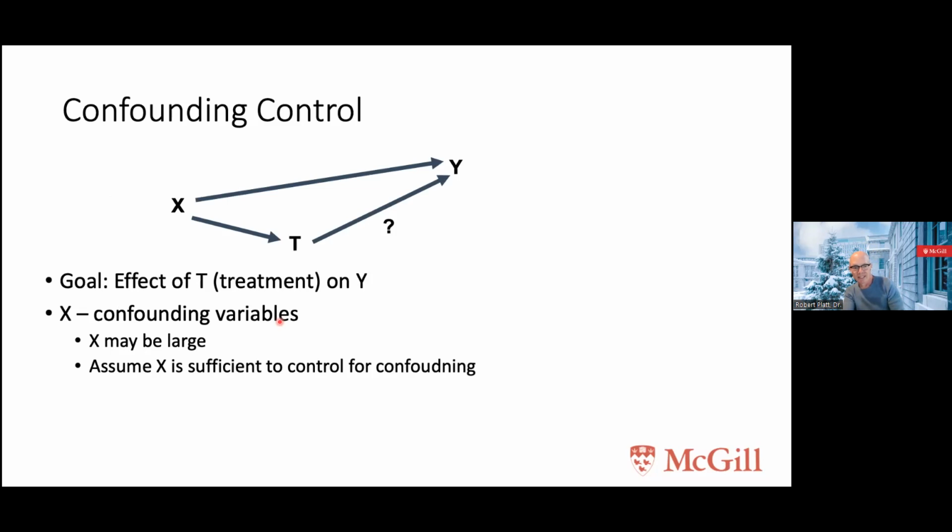So this is a directed acyclic graph, or DAG, with treatment T, outcome Y, and covariates or confounding variables X. In the examples I'm going to be thinking of, X is going to be large. It may be in the hundreds to thousands of variables. And the key is I'm assuming X is sufficient to control for confounding. Or I spelled confounding wrong, I see in this slide here.